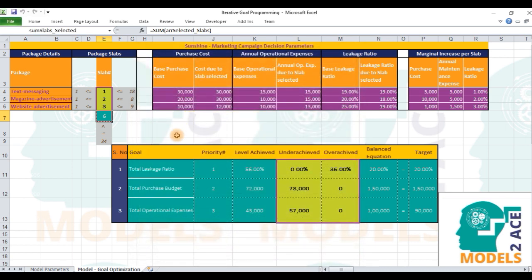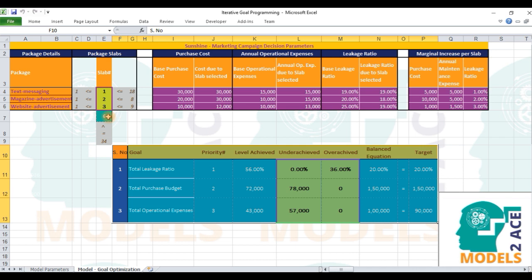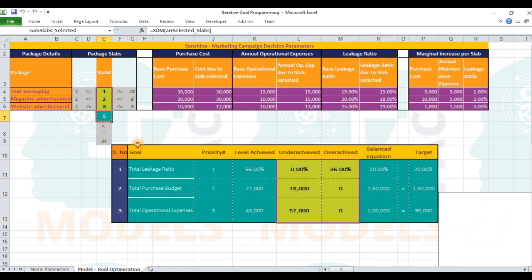As any constraint always has a higher priority than any of the goals, the SumSlabs_selected condition would always be operative and will be attempted to be satisfied by the model before moving to the goals, if included as a constraint to the minimization problem.